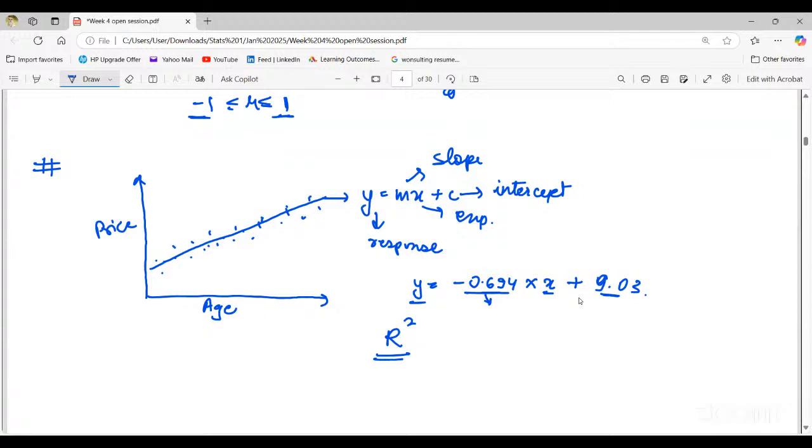R square is basically the goodness of fit. How did you calculate minus 0.694 and 9.03? You don't have to calculate that. It's out of your syllabus. If you go through the Excel sheet, you will have these values. I'm just telling you, you don't have to calculate.